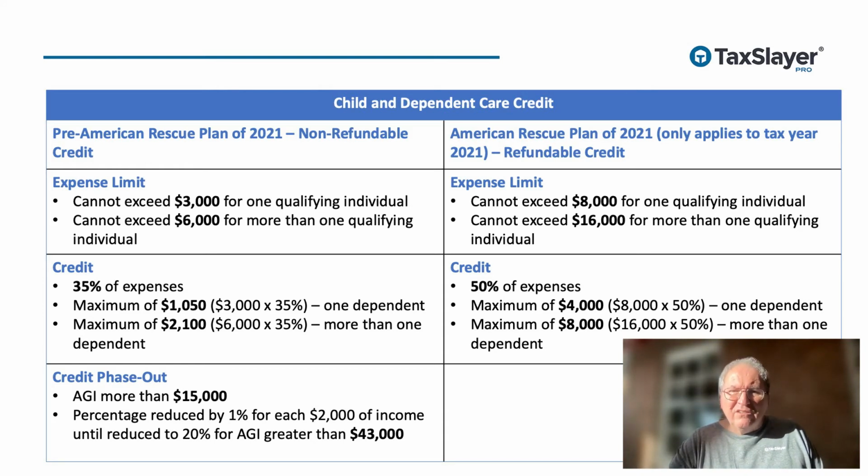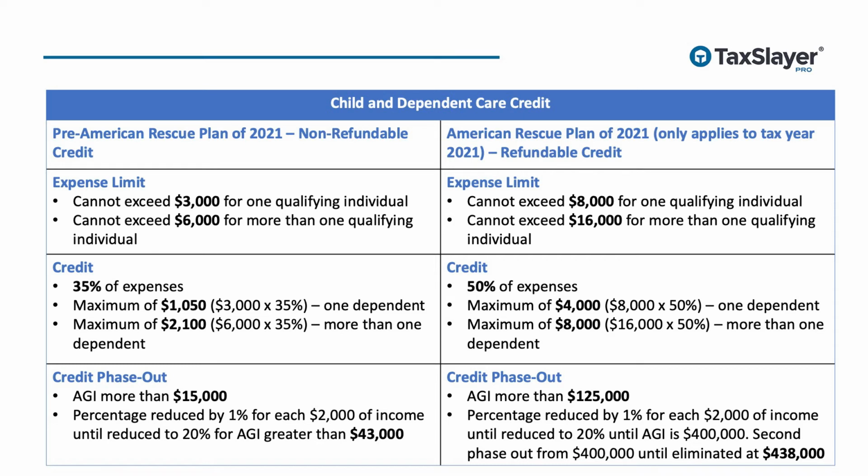Now the credit phase out happens at a much different dollar amount. Now the AGI can be up to $125,000 before it starts to be reduced. And then it will be reduced once your AGI is at $125,000. It will be reduced by 1% for each $2,000 of income until it gets reduced down to 20%. And then it will stay at 20% until your AGI gets to $400,000. And then another phase out will start to occur until the credit is ultimately eliminated.